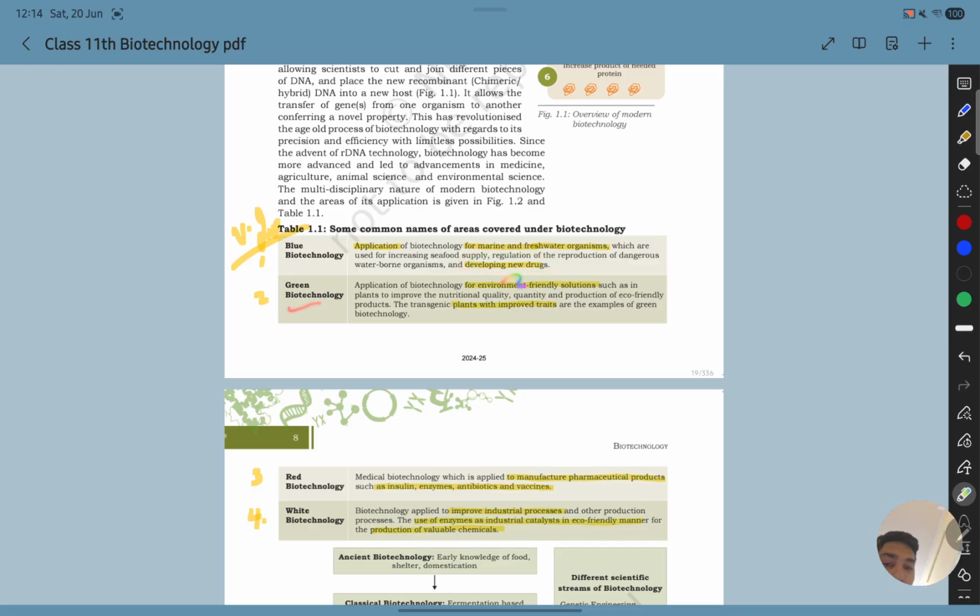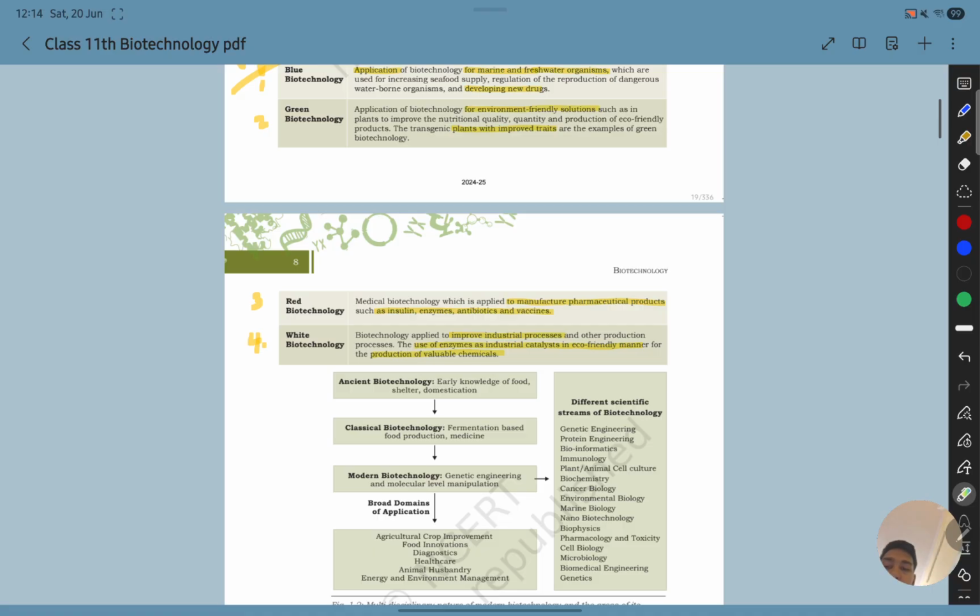In green, there are environment-friendly solutions and plants with improved traits, like gene therapy or BT cotton or genetically edited rice and other crops. Now red biotechnology, this is the most important. It is related to pharmaceutical products, like production of insulin, enzymes, antibiotics and vaccines. This is a very important thing.